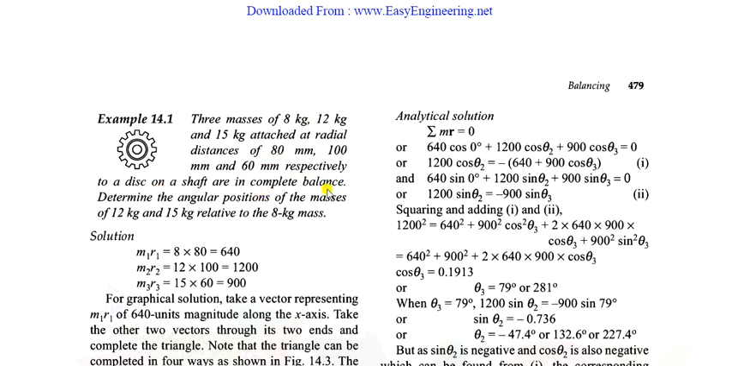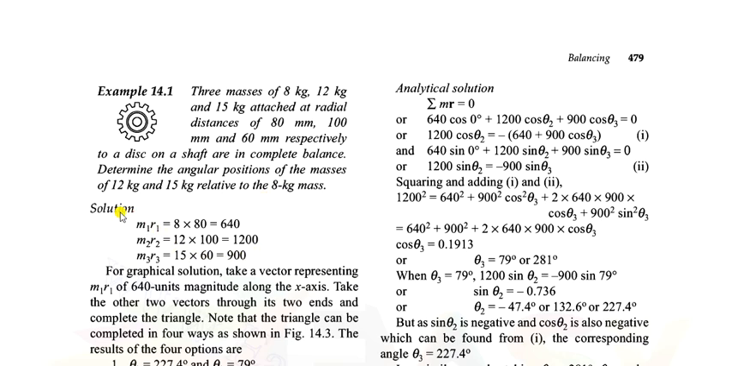So the given condition is already a balanced condition. Okay, so determine the angular position of the mass of 12 kg and 15 kg relative to the 8 kg. Okay, so 8 kg is your m1 and we have to find out with respect to this mass the angular position of these two masses, 12 and 15.